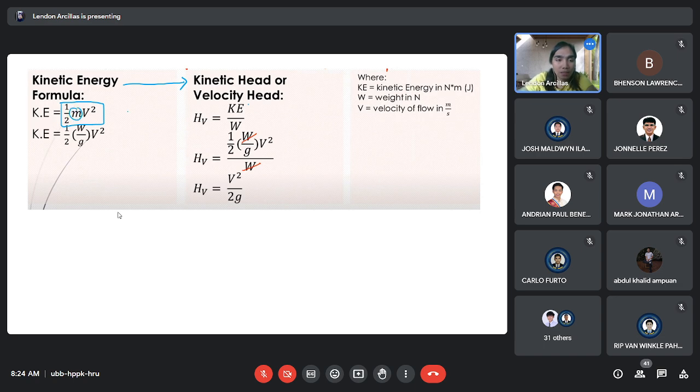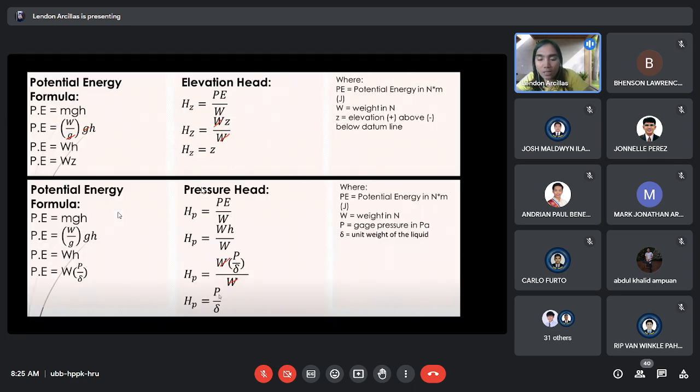Since mass is equal to W over g, so weight is equal to mass times gravitational acceleration. When we divide by the weight, we get v squared over 2g. So this is what we call the velocity head. We are not using the kinetic energy in fluid mechanics, okay? Here, v is the velocity, in meters per second or feet per second in English. g is the gravitational pull, 9.81 meters per second squared, or 32.2 feet per second squared. So again, the original kinetic energy formula becomes the kinetic head, or velocity head.